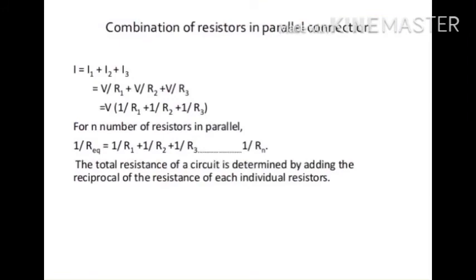Just to recap, I is equal to I1 plus I2 plus I3, V by R1 plus V by R2 plus V by R3, which is equal to V, which I have taken common, into 1 by R1 plus 1 by R2 plus 1 by R3. And 1 by R1 plus 1 by R2 plus 1 by R3 is equal to the total resistance, 1 by Rp.